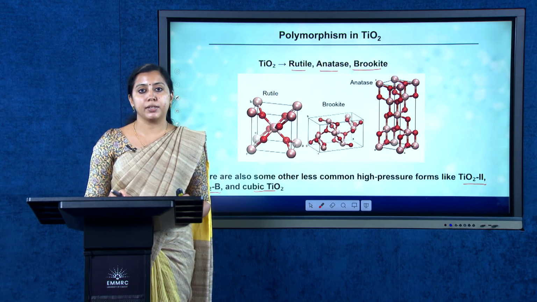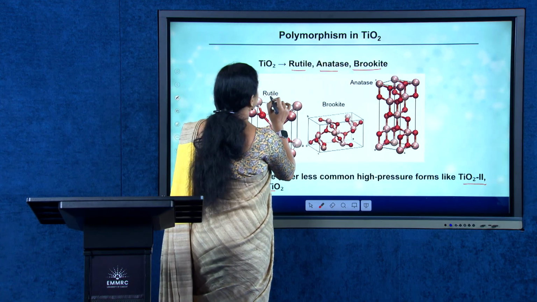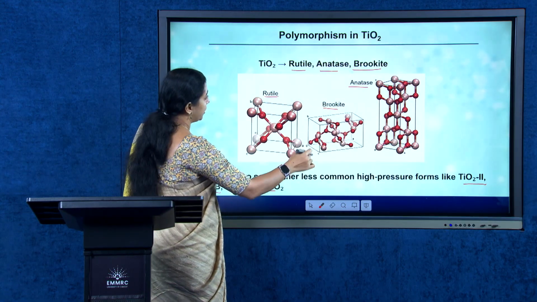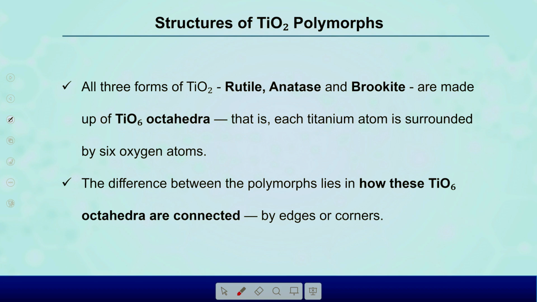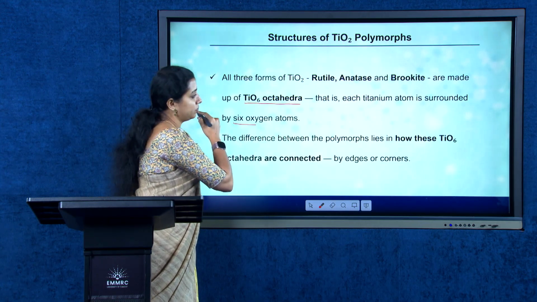anatase and brookite. As you can see in the figure, these three polymorphs, that is rutile, brookite and anatase, differ in their crystalline structures, or the arrangement of the structural units. All three polymorphs of titanium dioxide are made up of TiO6 octahedra. That means each titanium atom is surrounded by 6 oxygen atoms.